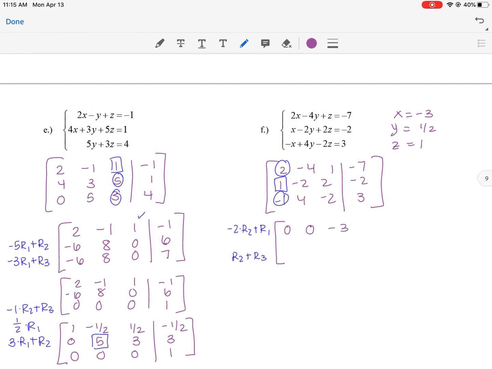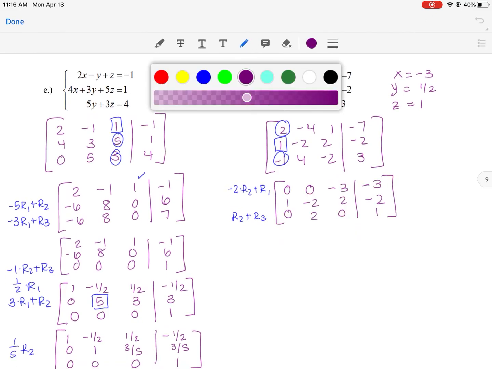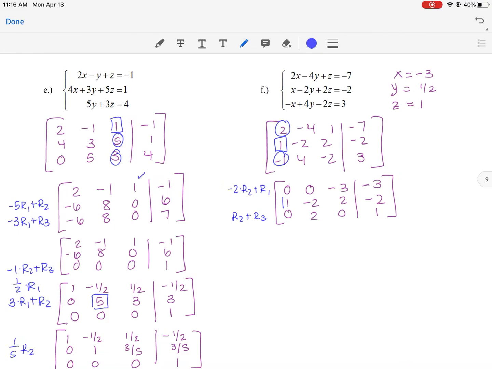Okay. So I get 0. -2 times -2 is a +4, plus -4 is 0. And -2 times +2 is -4, plus 1 is a -3. -2 times a -2 is +4, plus -7 is -3 as well. And then I have not changed the second row at all. And the bottom row, I add those together, I get 0. -2 plus 4 is 2. 2 plus -2 is 0, and I get 1. Okay.